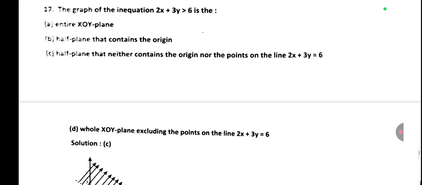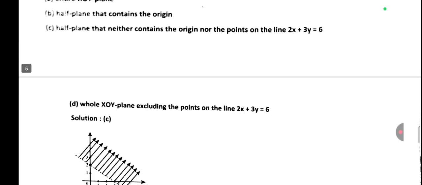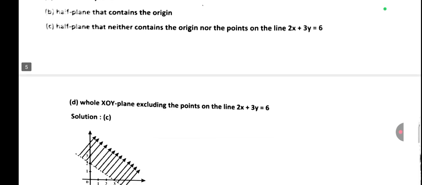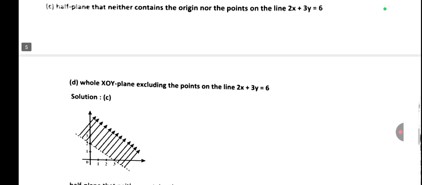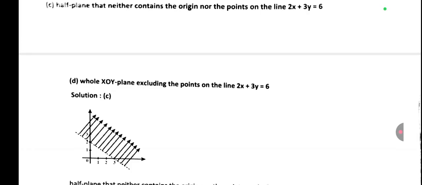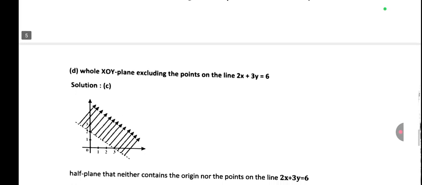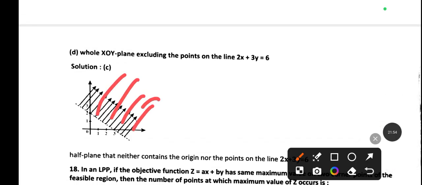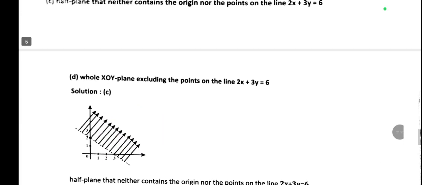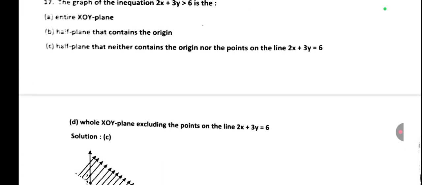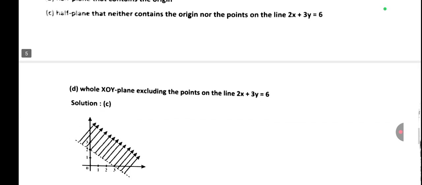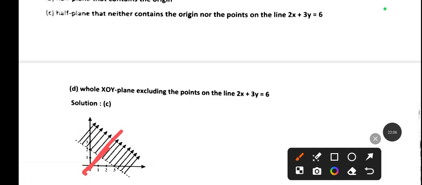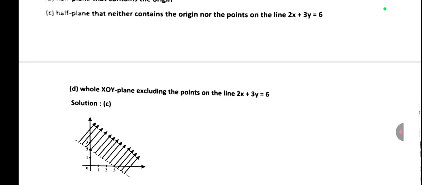2x plus 3y greater than 6. So when you are seeing this sum, you can know the half plane that neither contains the origin nor the points, because we are not getting the points of 2x plus 3y equal to 6. Correct? Yes or no? So that way the half plane neither contains the origin. Is the origin there in that line? No. That line, origin not ever intersected. If suppose the line is like this, it contains the origin, that is different. But in this line the origin is not at all there.